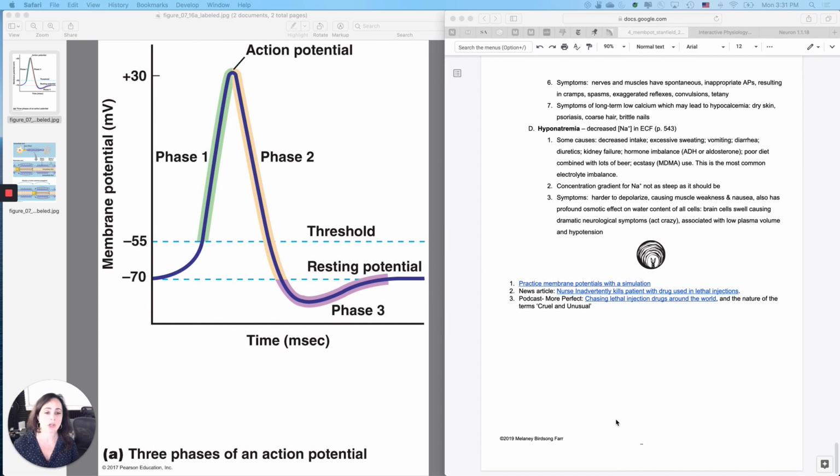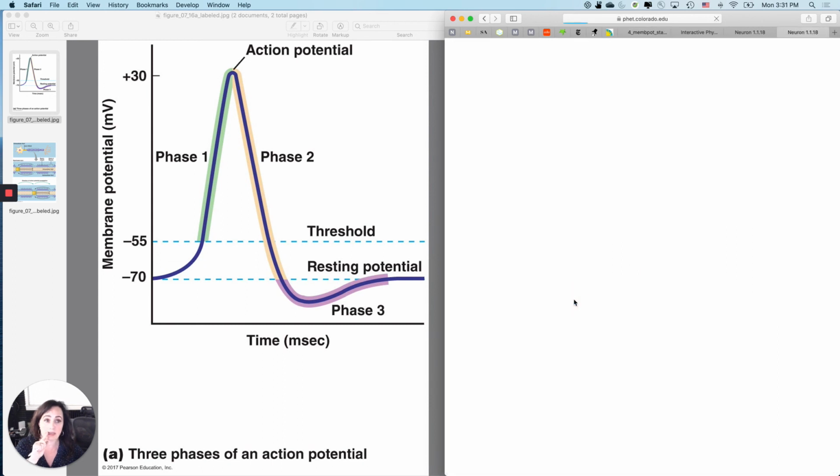Safety first. Okay, so last little tidbit here is that there is a really good interaction for those of you who like to play around with things. It's right here. There's also a news article about a nurse who accidentally gave somebody a potassium injection when they didn't need one and what happened. So this practice membrane potentials with a simulation is really cool and it's free.